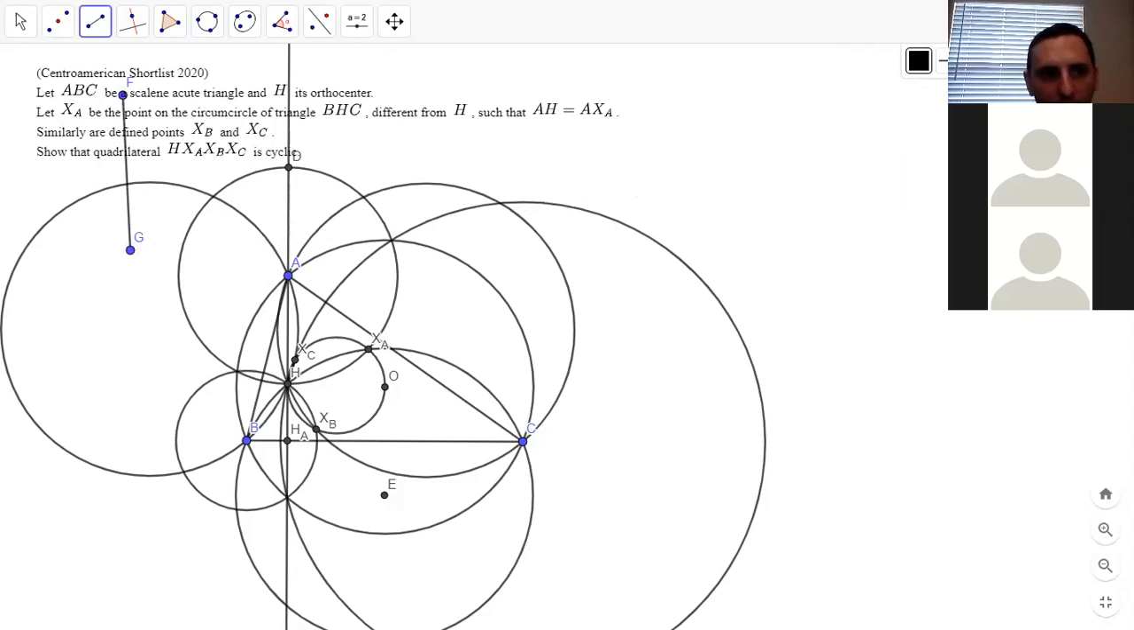You know that AEOD is a parallelogram. AEOD is a parallelogram. Ah, good point. So once we know that that's a parallelogram, we are done, because AE is perpendicular to HXA from radical axis. And thus DO is perpendicular to HXA, and DXA is perpendicular to HXA.